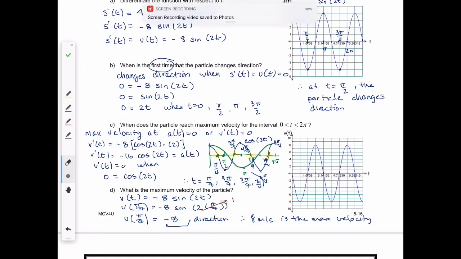It's a line of motion, so it's going to be left or right. If I'm assuming right is positive, it's going to go back.